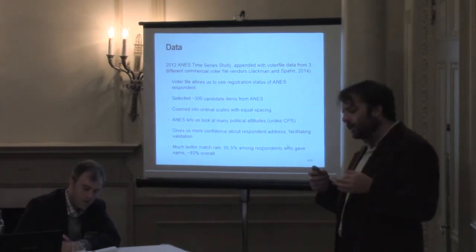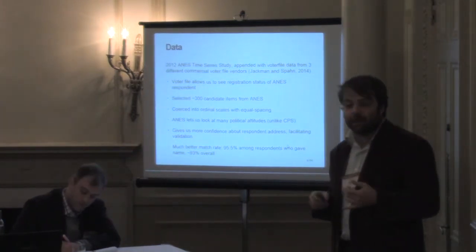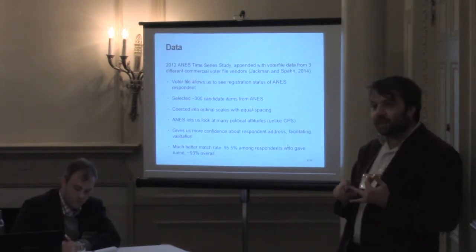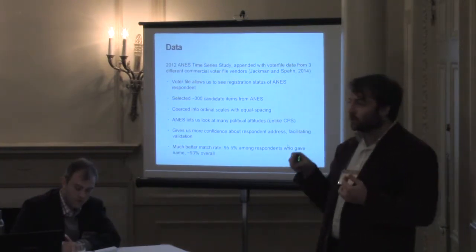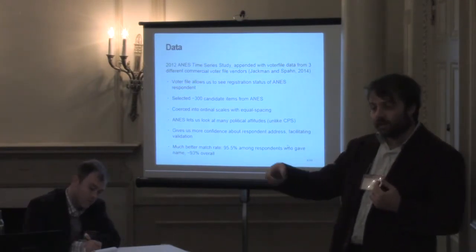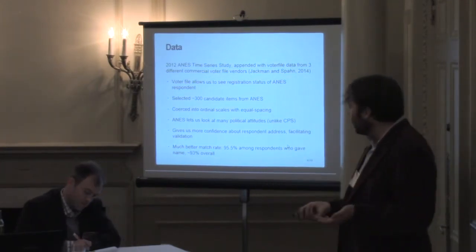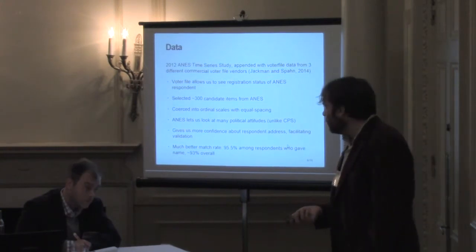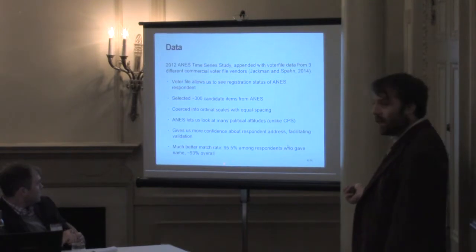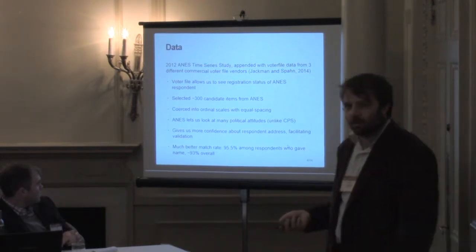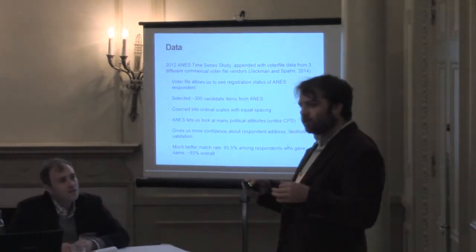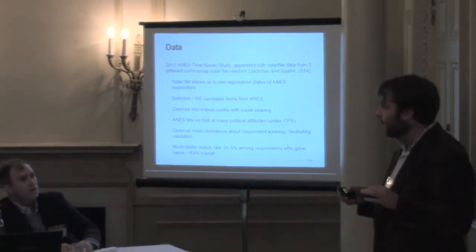In particular, the ANES is a great survey for this because it's long, so we have lots of candidate items. It's face-to-face, so we actually know where this person lives, because that's where our interviewer was interviewing them. And we get a really good match rate. We have a match rate to voter files among people that gave us a name of 95.5%, and 93% overall. So mismatches or missing matches, I don't think are going to be a big problem.